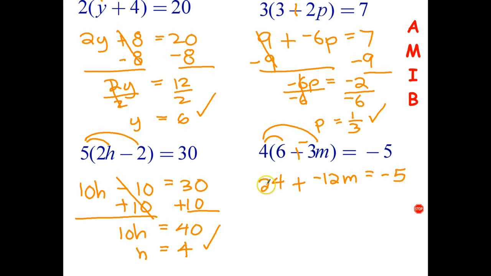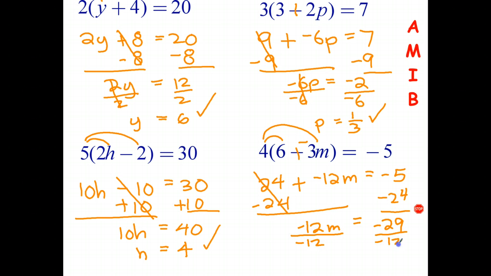Negative 12m plus 24, so I take away the 24 to start with. That leaves me with just my negative 12m on the left. Negative 5 subtract 24 is negative 29. Divide both sides by negative 12. And I'm left with m equals, a negative divided by a negative is a positive, 29 on 12. There's no common factors of 29 and 12 except for 1. So I'll just leave it at 29 on 12.